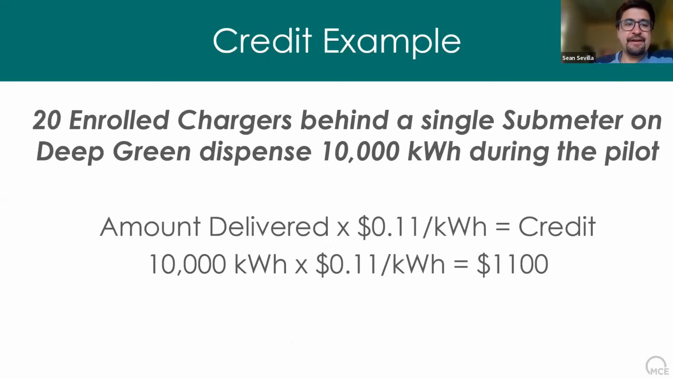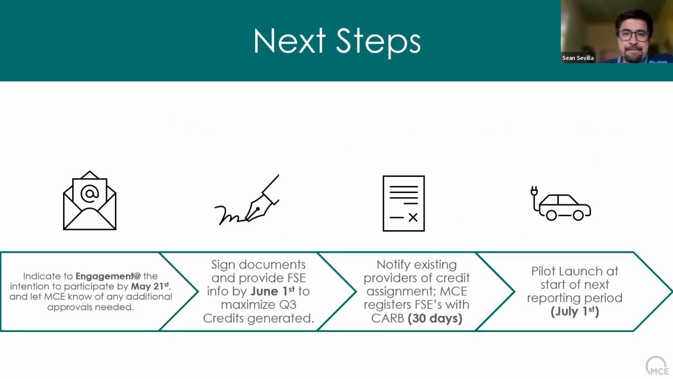As an example, here's how a customer with 20 enrolled chargers behind a single submeter will benefit from this pilot. So say you dispense 10,000 kilowatt hours for the duration of the pilot. This electricity will be valued at 11 cents per kilowatt hour dispensed. And so for 10,000 kilowatt hours, a customer will expect to receive $1,100 at the end of the pilot.